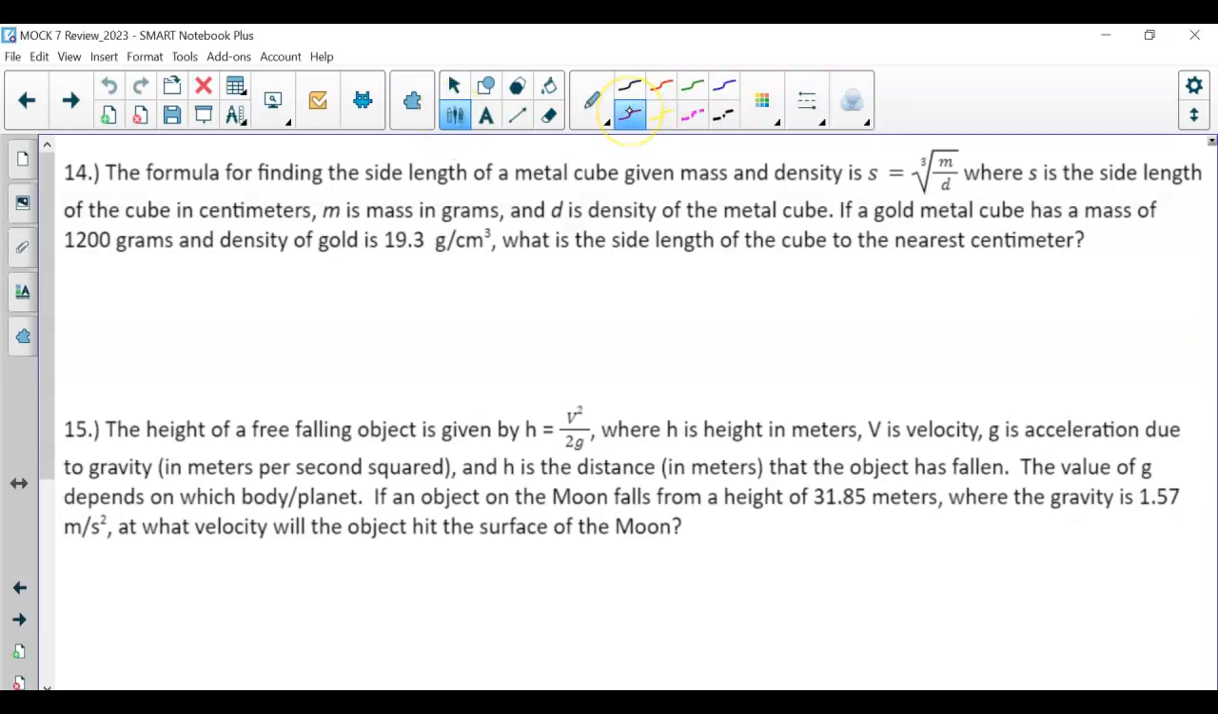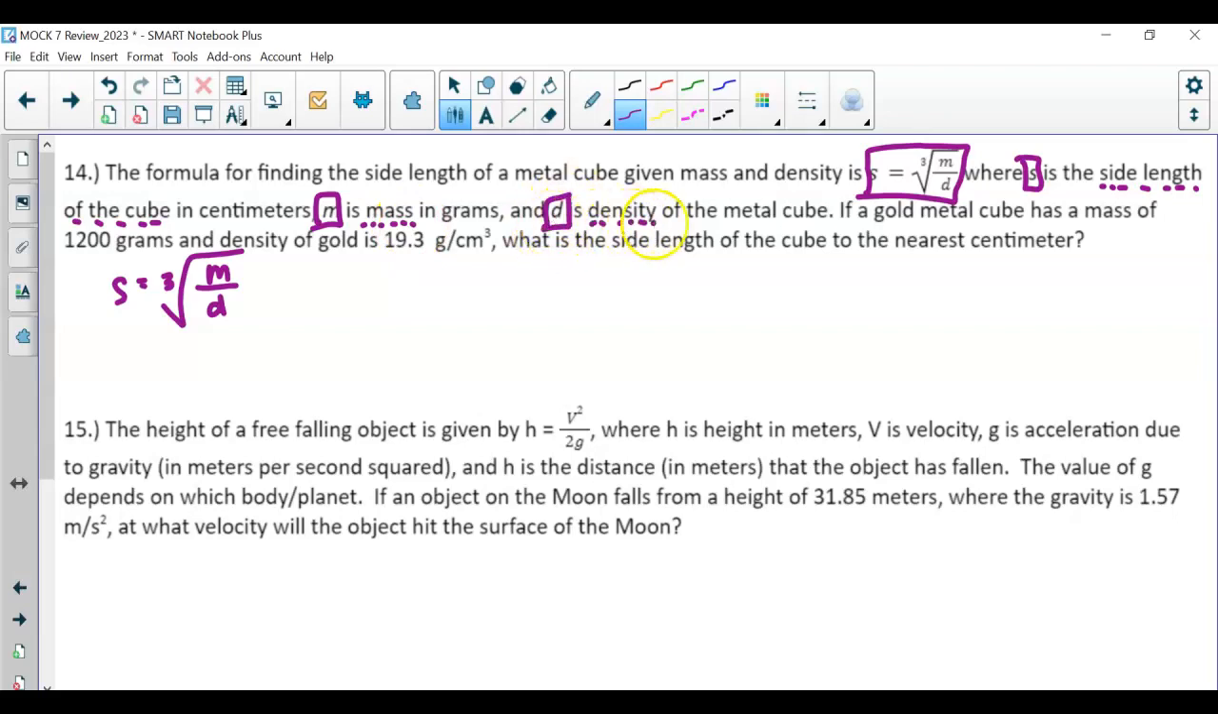So for example, I notice I'm given the formula that is involving side length of a metal cube given the mass and density. So I notice right here, that's my formula. So I'm going to go ahead and rewrite that. So I have S is equal to the cubed root of M divided by D, where S is what? The side length of the cube in centimeters. M is what? The mass in grams. And D is what? The density.